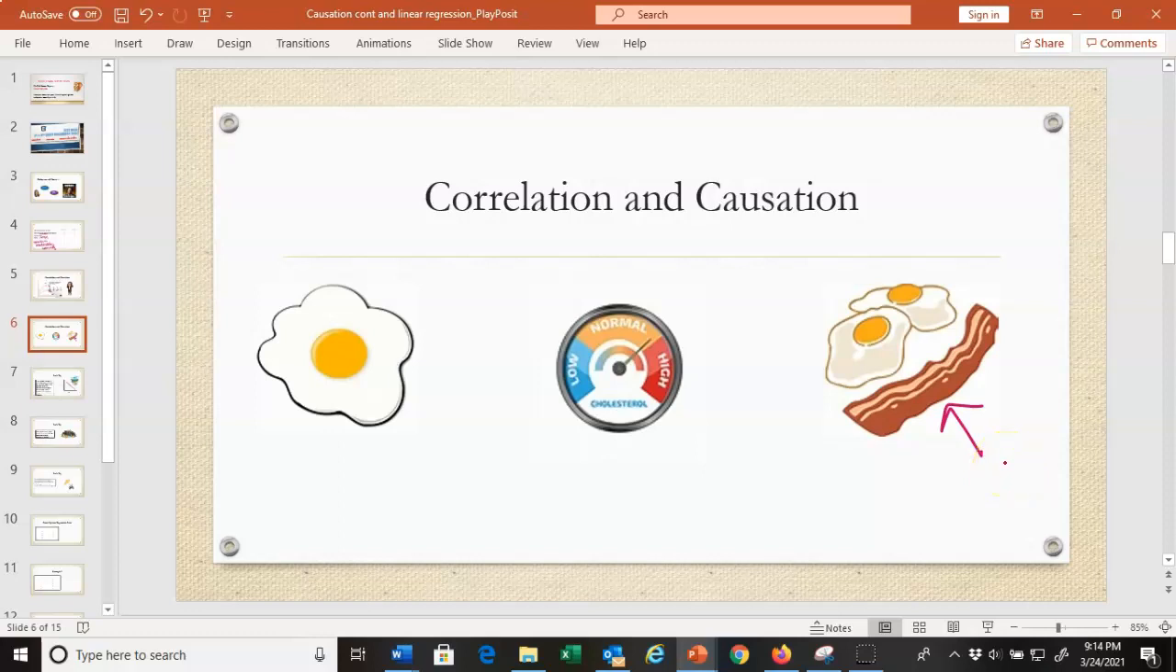We call it a lurking variable, and something is hiding in the data that's making it appear to have a causation or to be related. So the lurking variable is the side dish. In this case, the bacon.